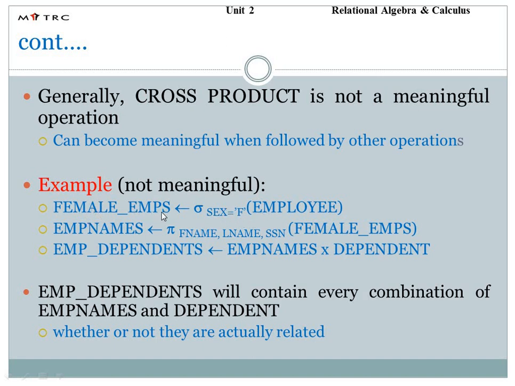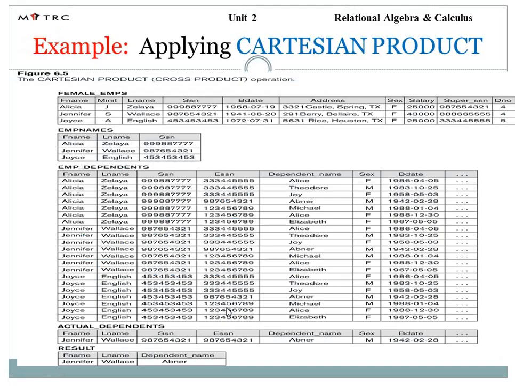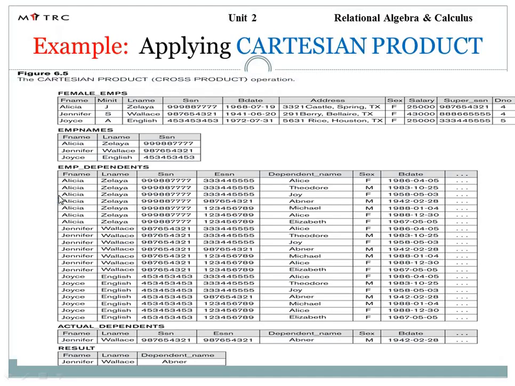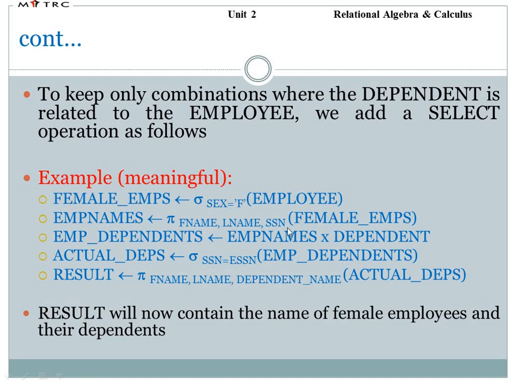It is female EMPS. Now if I take female EMPS, then it is first name, last name and SSN, the EMP names. On the basis of EMP names into dependent, we have employee dependent. But if you look at this, it is not giving a proper idea of what we are going to make, since employee dependent will contain every combination of employee name and dependent. So to make it meaningful, we add the select operation. Up to this point we have the same conditions and expression.